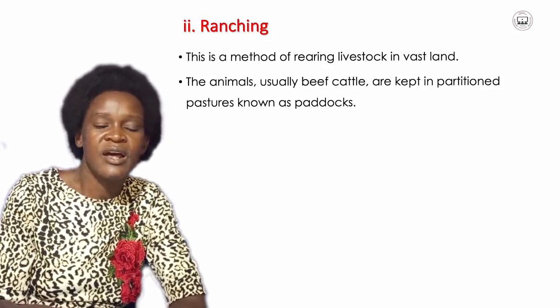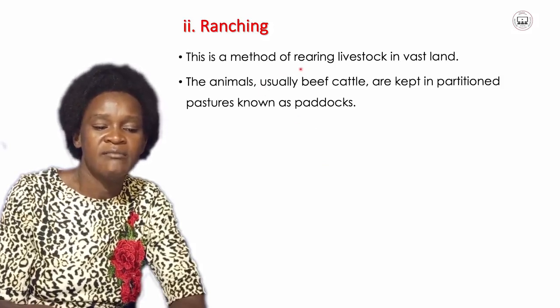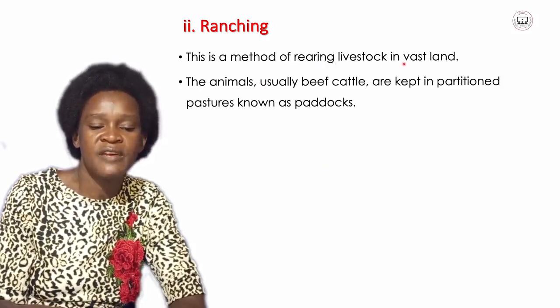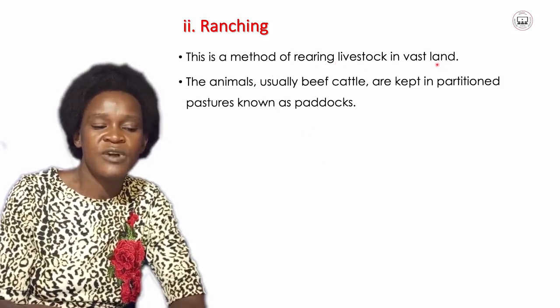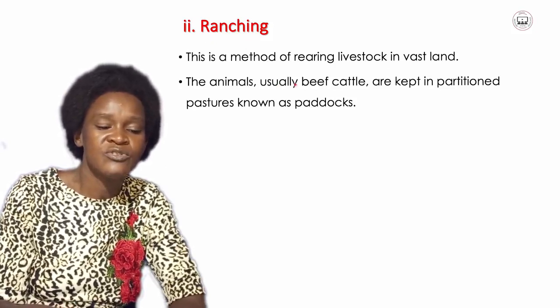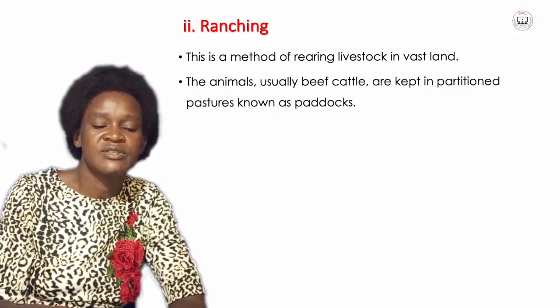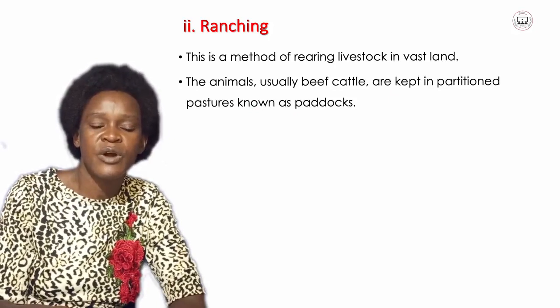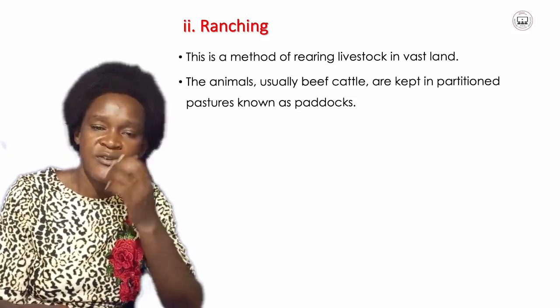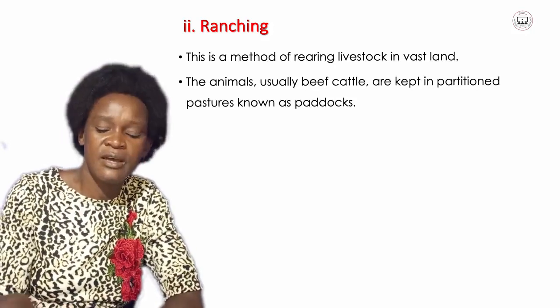Ranching is also another example of an extensive farming system, whereby it's a method of rearing livestock in vast land. So the focus on ranching is animals. The animals, usually beef cattle, are kept in partitioned pastures known as paddocks. So they'll be rotating from one paddock to another. Once the feeds in the first paddock are consumed, then the animals are guided to the other paddock.